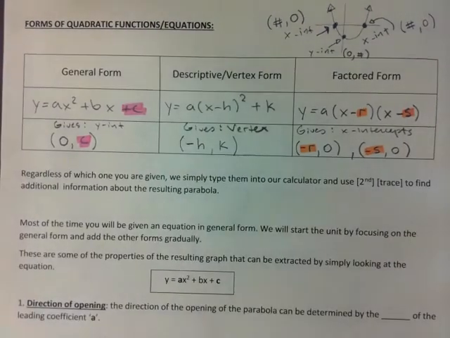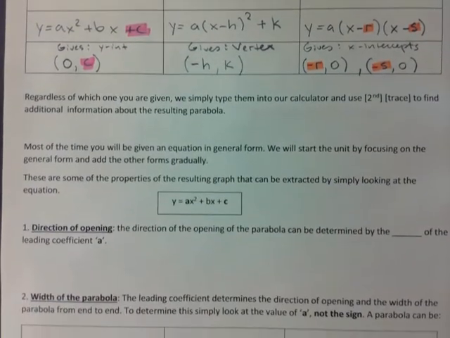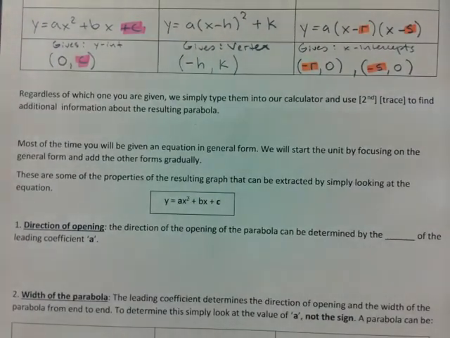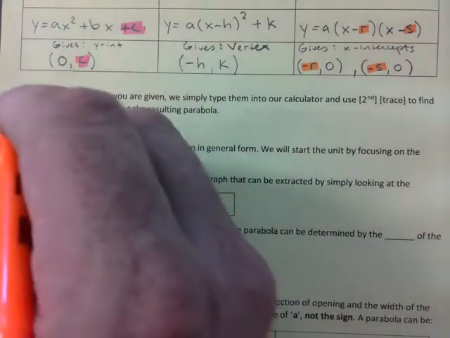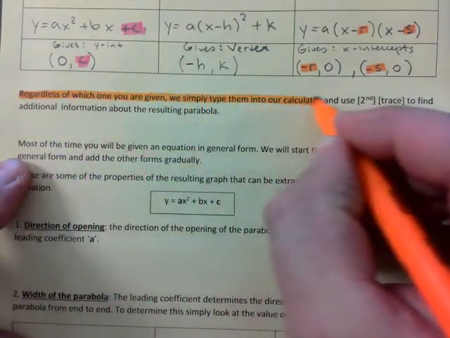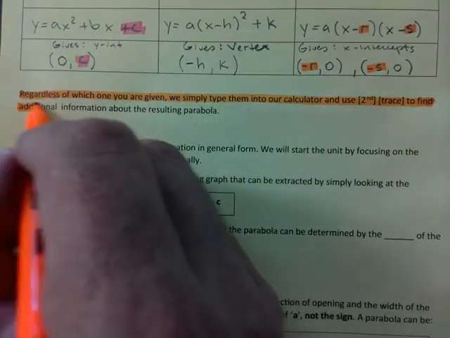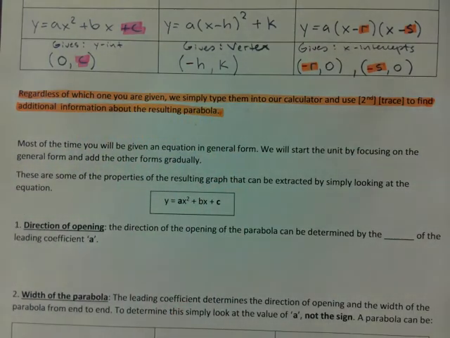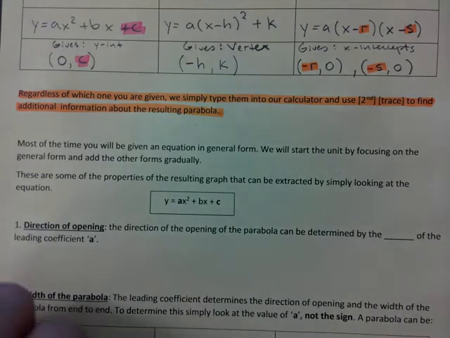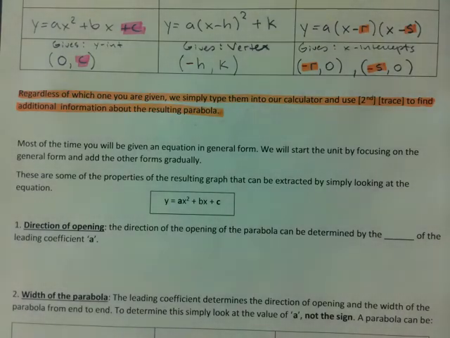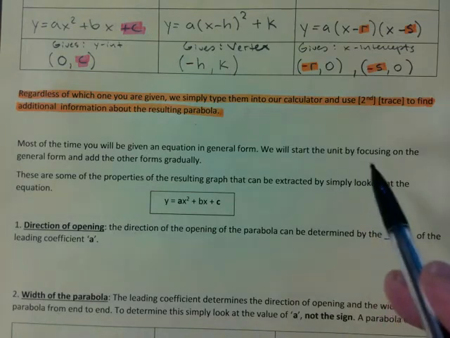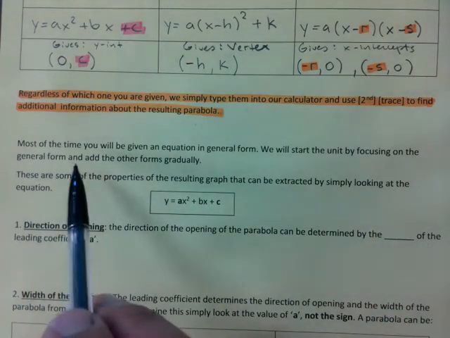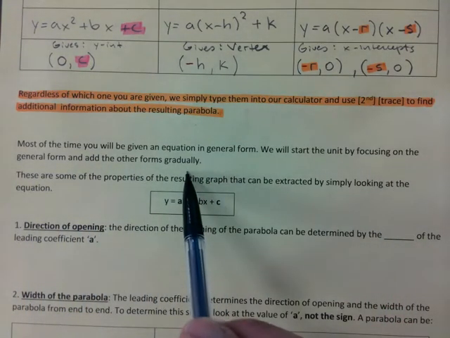Let's keep going. Regardless of which one you're given, simply type them into your calculator. And then use second trace to find additional information about the given parabola. Second trace, what is that? Just trust me right now, just follow me. And later on, it will all make sense, okay? Most of the time, you'll be given the equation in general form. We will start the unit by focusing on the general form and then add the other forms gradually, okay?